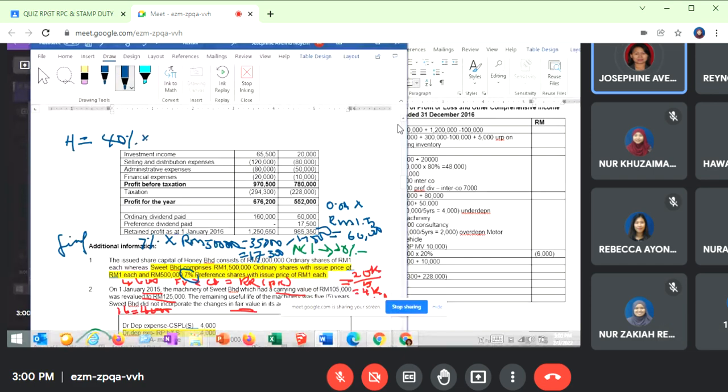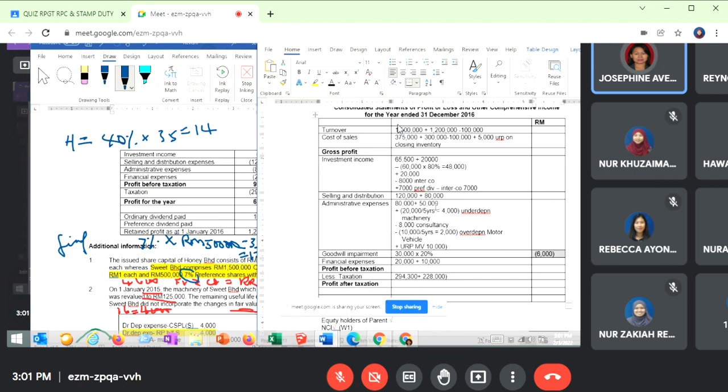So 40% of the total dividend, 35,000, would be 14,000. So this is the parent share which we will recognize. And after that, we have to do cancellation in the group account. So if we take a look at our investment income here, you can see we plus first the parent share, and then we minus for the intercompany.